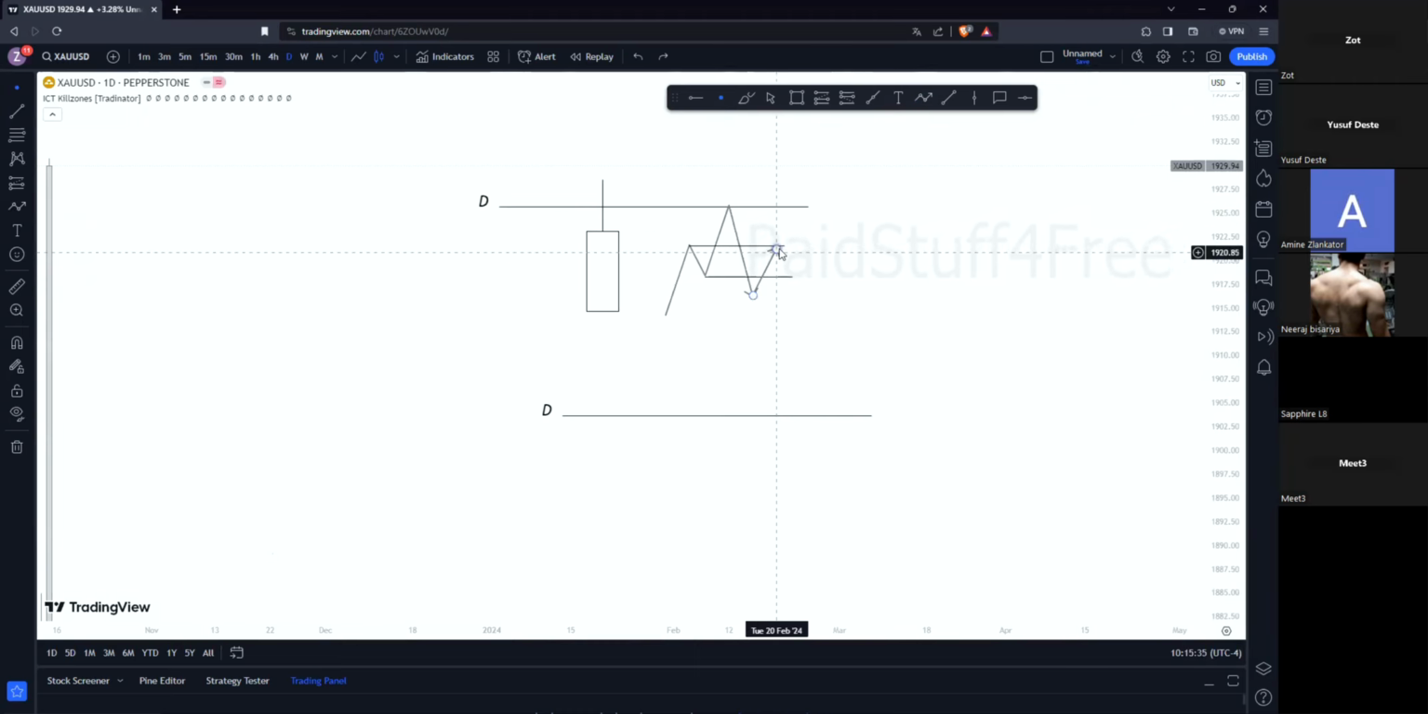So how do you identify if it's gonna go there or here? We will use confirmation. I will teach you that in the next session. So price is gonna go there.